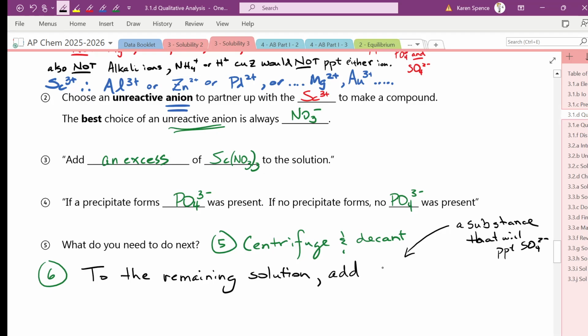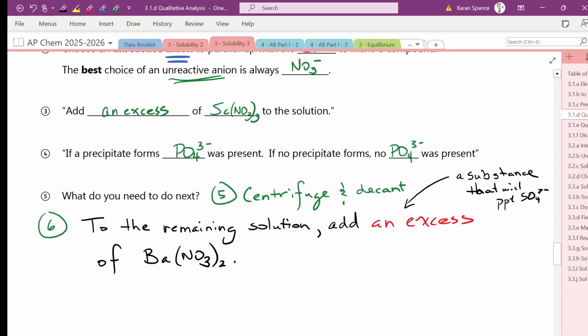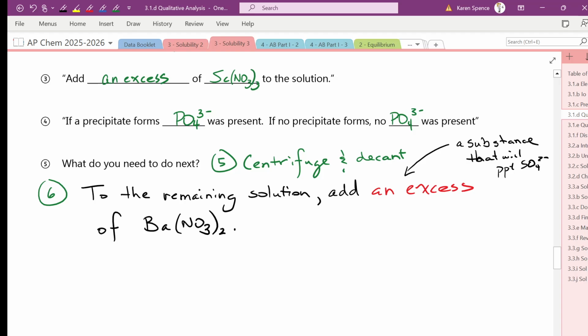So do I just do it like this? Add barium? No. What am I missing? An excess. And do I just put barium? No? What am I missing? I need his partner. Who's his partner? Nitrate, barium nitrate. And then after that, our statement. If a PPT forms, SO4 2- was present.